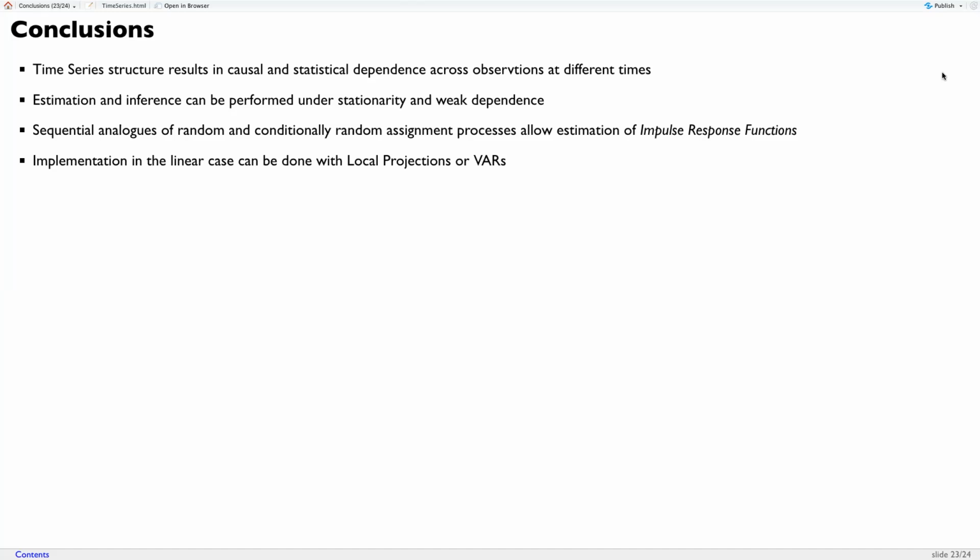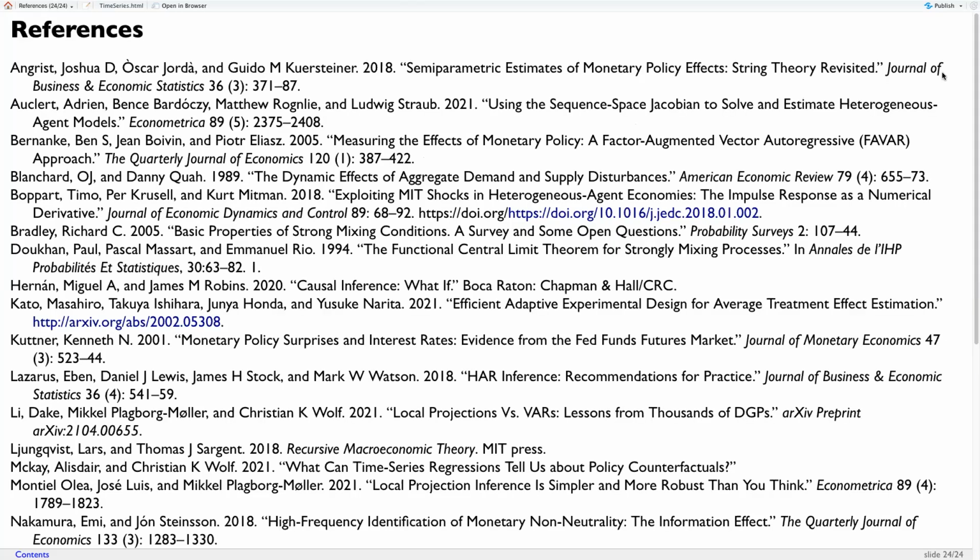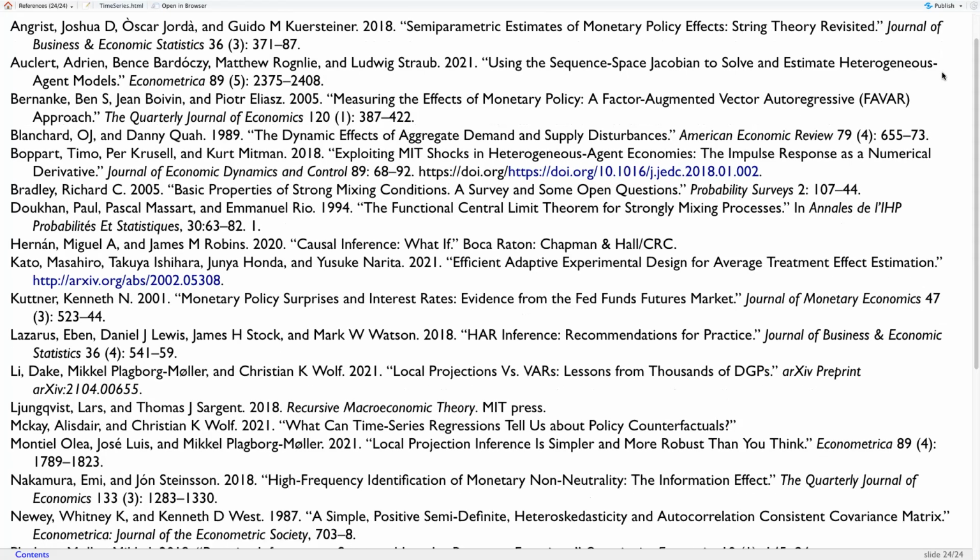The linear case can be done with local projection or VAR, or you can apply things that look more like inverse weighting, or augmented inverse weighting, if you're not going to assume linearity. So lots of references.